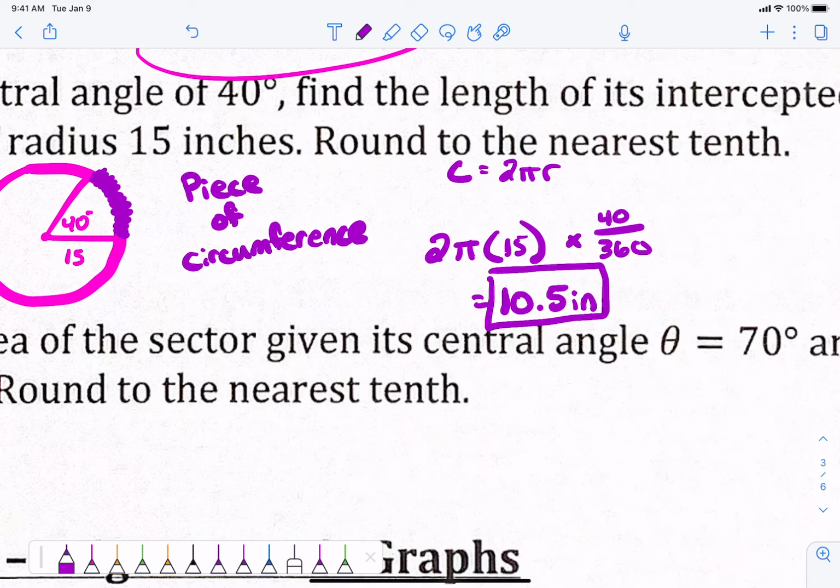Okay, 10.5 inches. Okay, good? So just think about what we're trying to find. We're trying to find a piece of the circumference. So we do the whole circumference and then we just multiply it by the piece. Right?